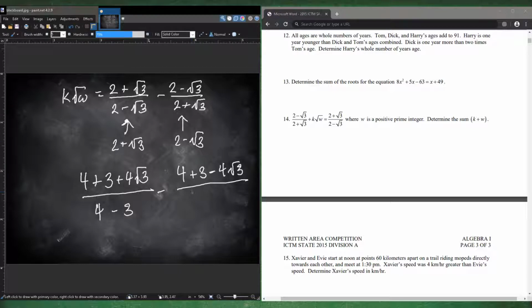Okay, so this one's 4. Negative square root 3 times square root 3 is negative 3, right? Because 2 square root 3 and 2 negative square root 3 cancel each other out. So 4 minus 3 is 1. So anything divided by 1 is just itself, so we could just ignore it.